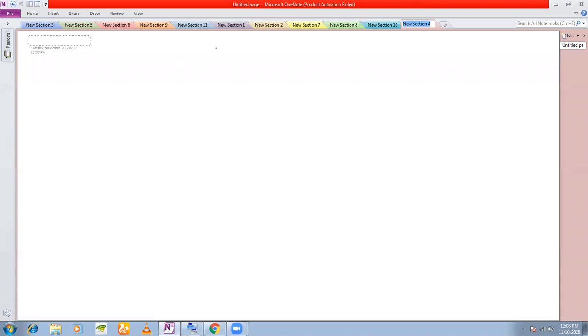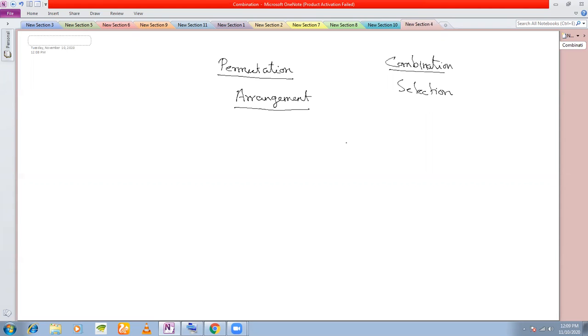Permutation actually means arrangement. This word is very synonymous with permutation. Okay. Whenever I say permutation, it means arrangement. When I say combination, it means selection. Now, how does permutation work?